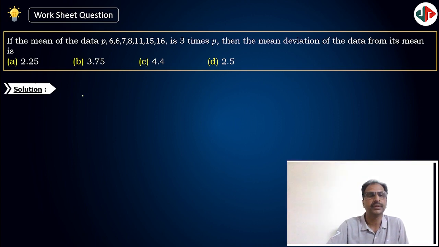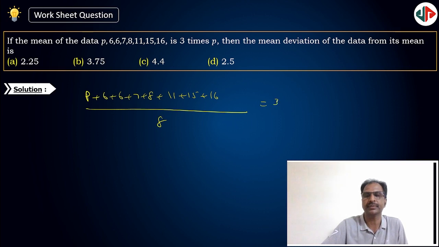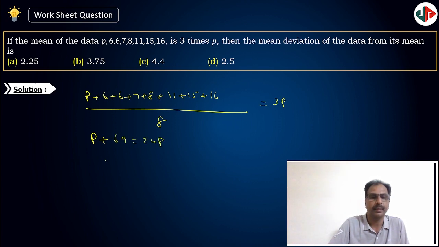Next, the mean of the given data p, 6, 6, 7, 8, 11, 15, 16, by 8, is 3 times p. So p plus 12, 27, 38, 53, 69 is equal to 24p. So 23p is equal to 69. So p is equal to 3.